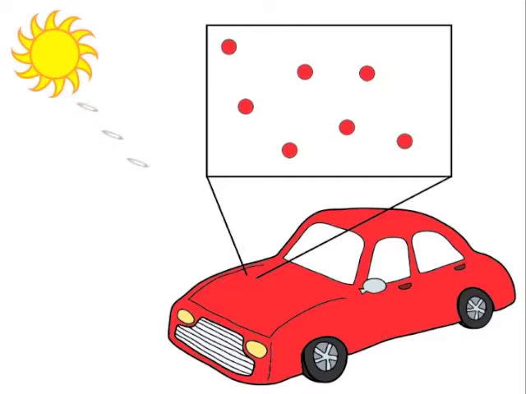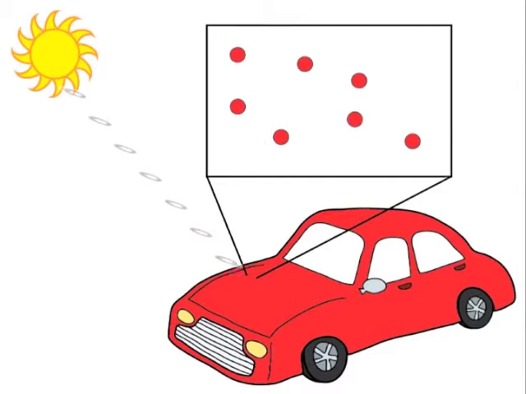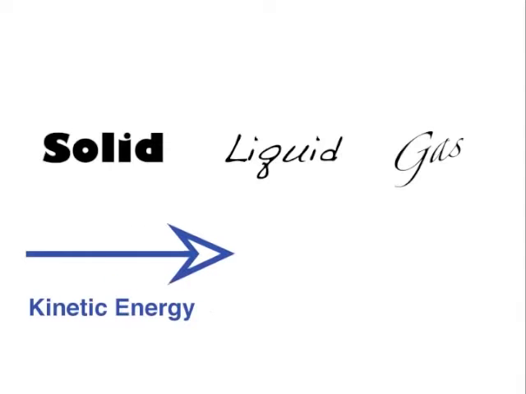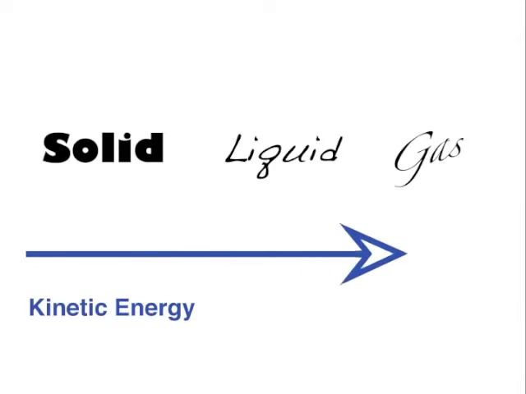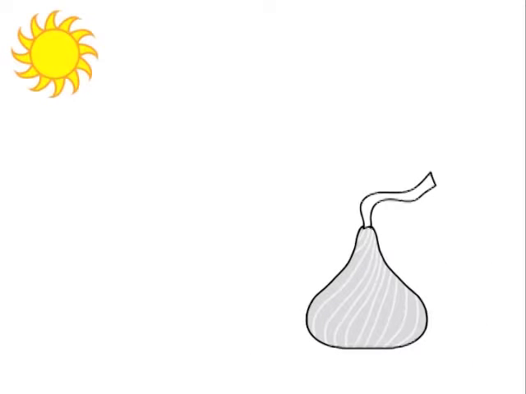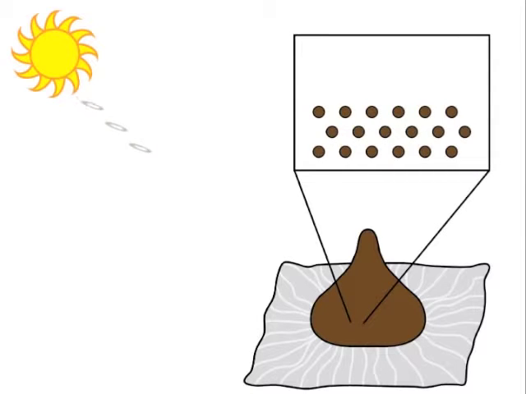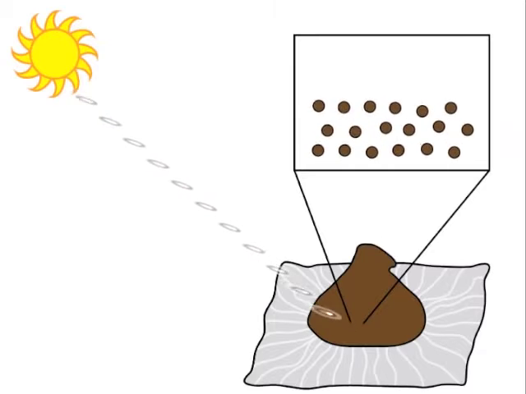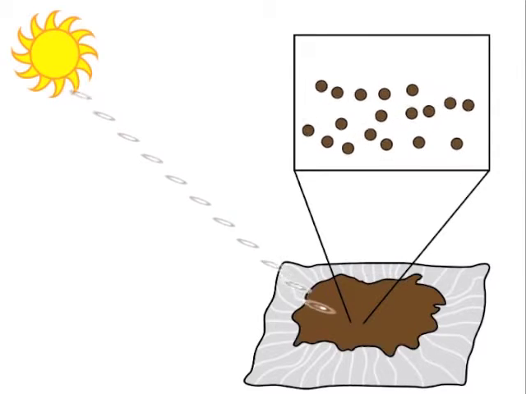When a photon hits an object such as a car, the energy from the photon is transferred to the molecules in the object. This increases the kinetic energy or movement of the molecules, making the object feel hot. An increase in kinetic energy can also cause an object to change shape and state. When photons strike a piece of chocolate left in the sun, energy is transferred to the molecules, causing them to move faster. When they move fast enough to lose their solid structure, the chocolate melts into a liquid.